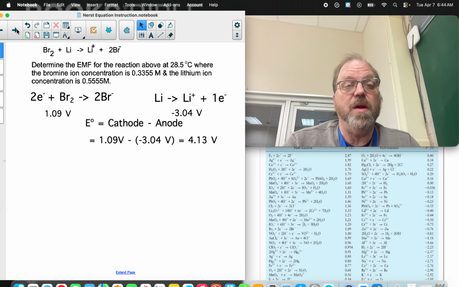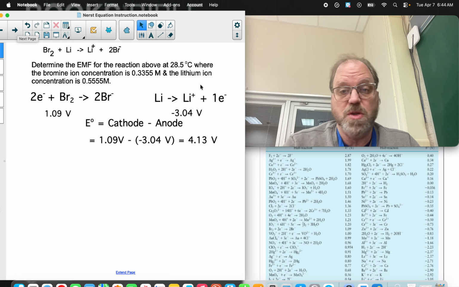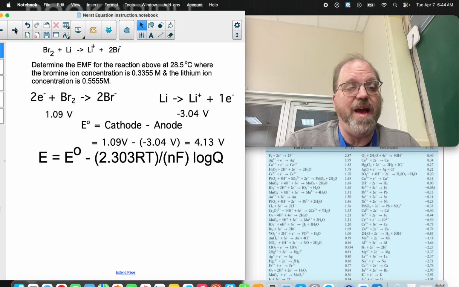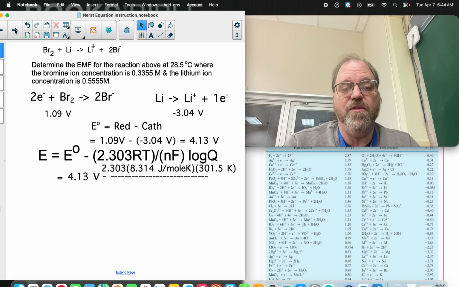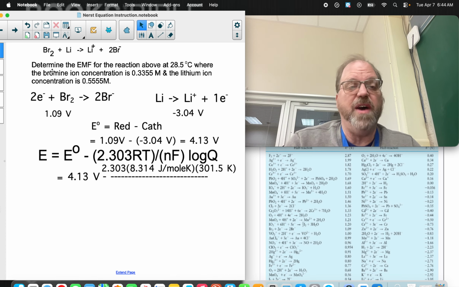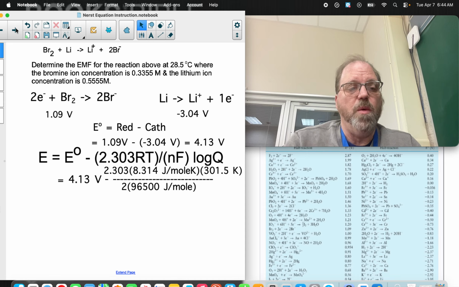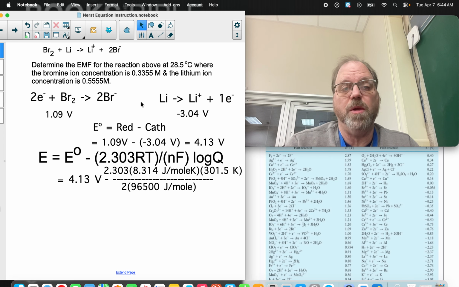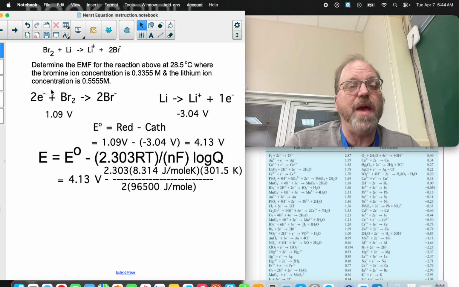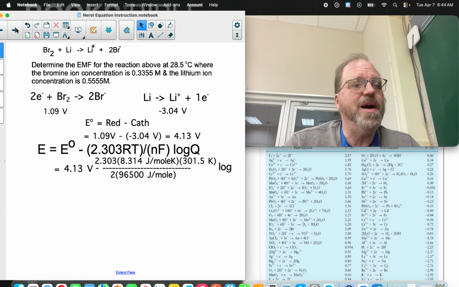Now, we're looking at 28.5 degrees Celsius, which is not standard, so we're going to have to use this equation right here. Our value of 4.13 volts is my E prime. Now, put the rest of it in. 2.303 times 8.314 times 28.5 plus 273, which is 301.5. And then on the bottom, we have 2 because we're losing 1 but gaining 2, so we have to multiply this one by 2. That's why we have a 2 over there.